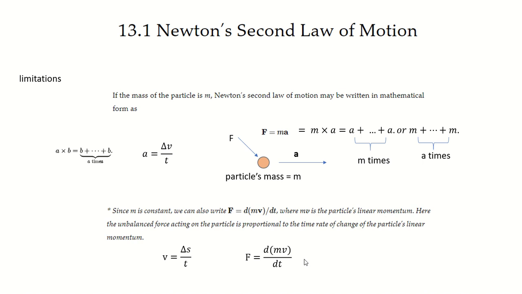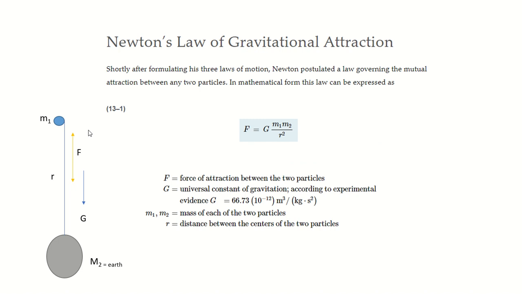Even though we concentrate on magnitude, because they are vector quantities we also have to consider the directions, where they're going. Anyway, that's your Newton's second law of motion. Then we're going to get into the gravitational law.